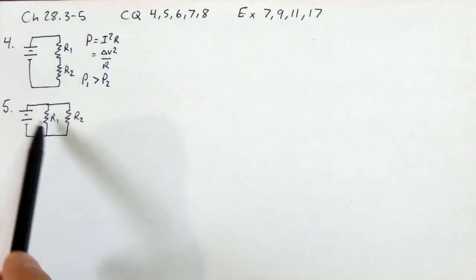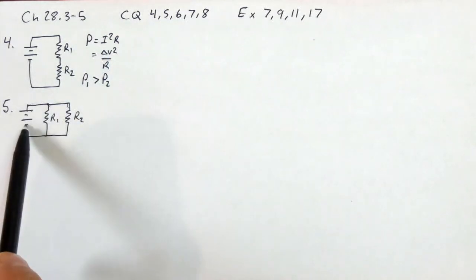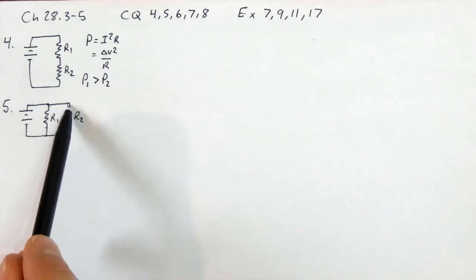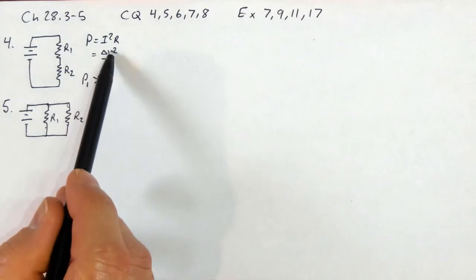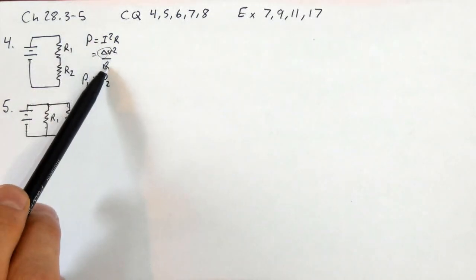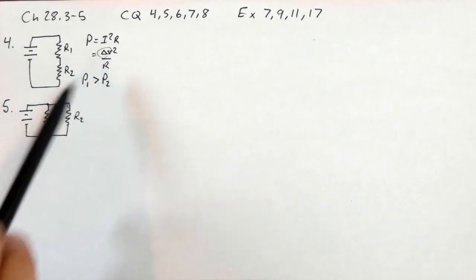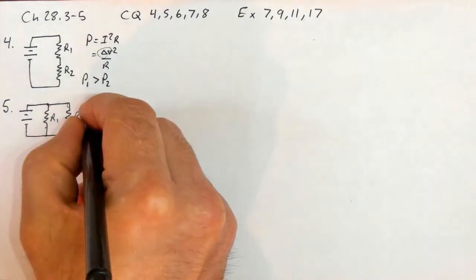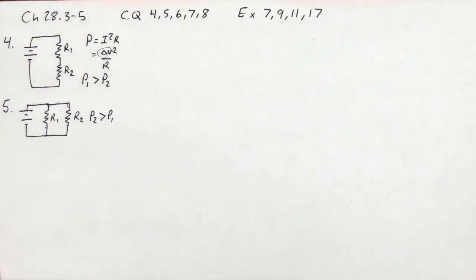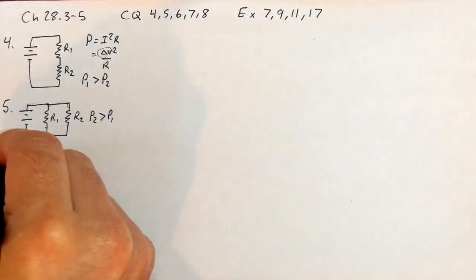These are all in parallel. The battery connects the tops together, and the bottom is connected together. So the potential difference across R1 is the same as across R2. So delta V is the same, which means our power is inversely proportional to the resistance of the individual resistors. So we say P2 is greater than P1 because R1 is greater than R2. Okay, very good. Let's move on to number 6.